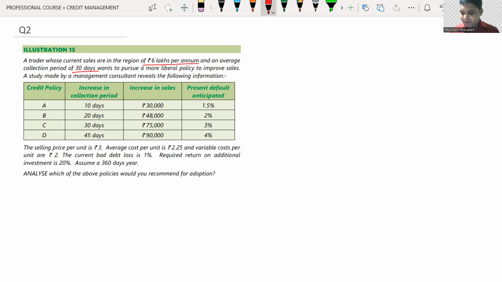Study made by management consultant reveals the following information. Four credit policies are there, A, B, C, D, and their increase in the collection period. So 30 days is the existing credit period. Now they want to increase their credit period accordingly, and here is the increased sales given. Percentage default anticipated. This is percentage of bad debt only. This is bad debt.